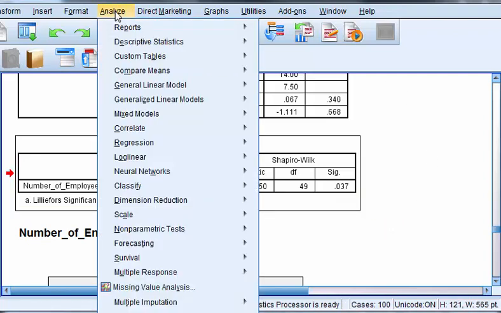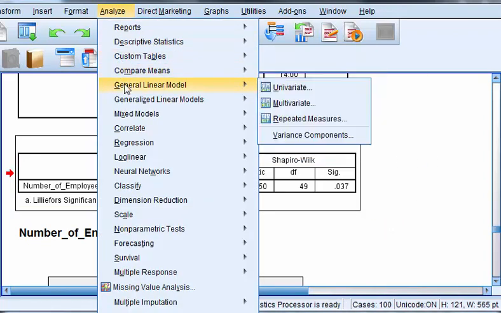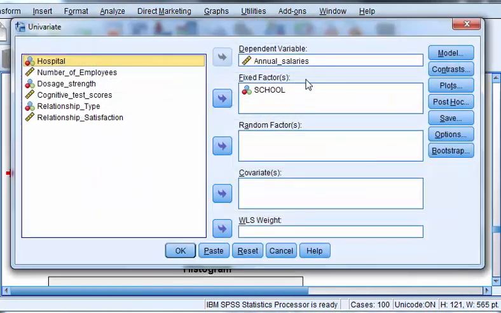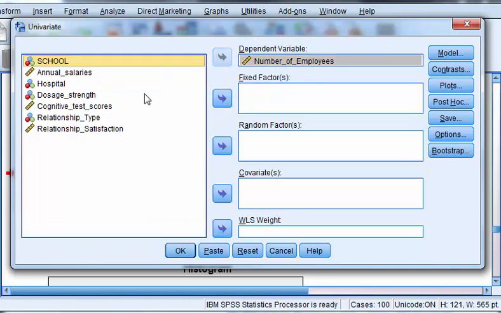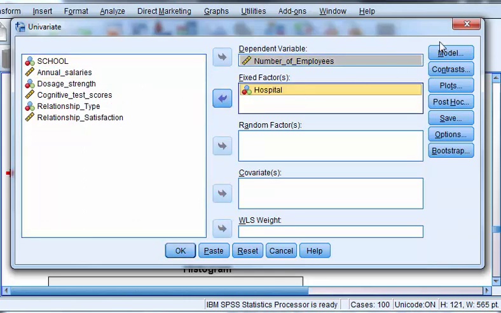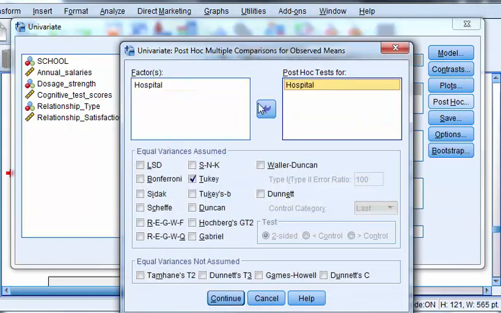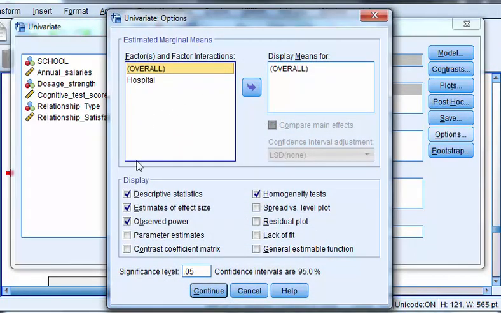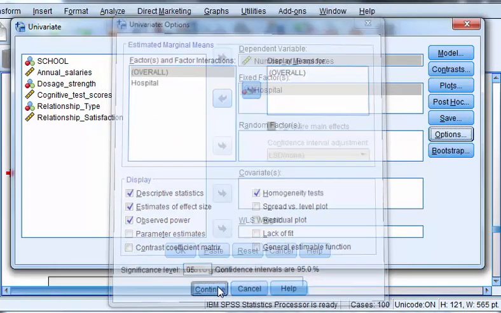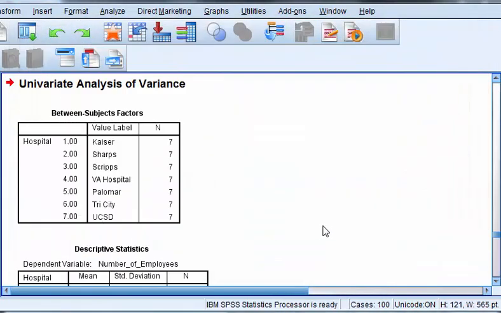We're going to go ahead and run the test. Analyze, general linear model, univariate. Out with annual salaries, in with number of employees. Out with school, in with hospital. And post hoc test, we're going to do the Tukey test. Options. And again, they should be already picked, and they are. Click continue, click OK. So here is the output.